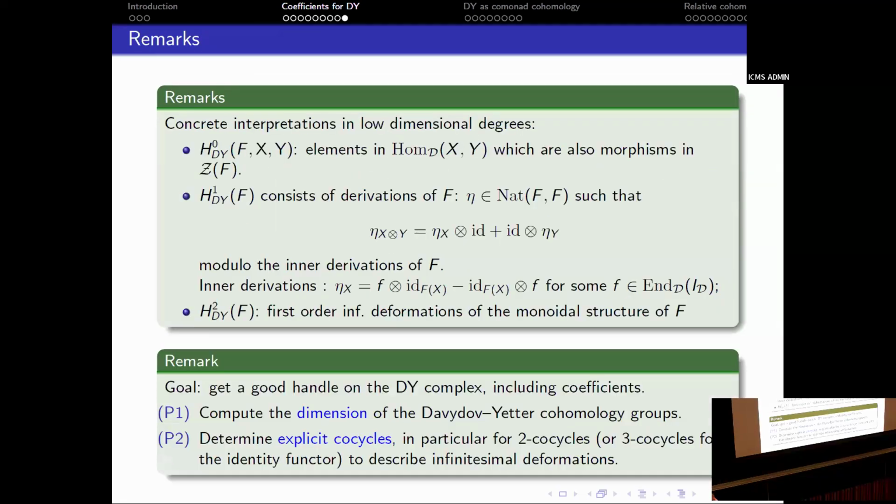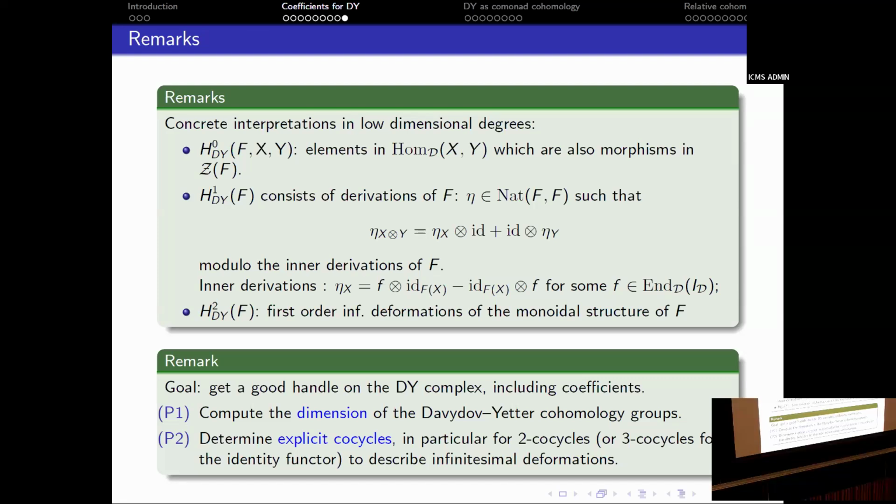But what are the goals we have very concretely in this talk? We want to understand Davydov-Yetter cohomology, at least to the extent that we can compute dimensions, including in concrete examples. And we want to be able to determine explicit cocycles, in particular 2-cocycles, so that we can write down explicit deformations, which hopefully one day will be explicit deformations of conformal field theories. I will give you a hint on this at the end of the talk.